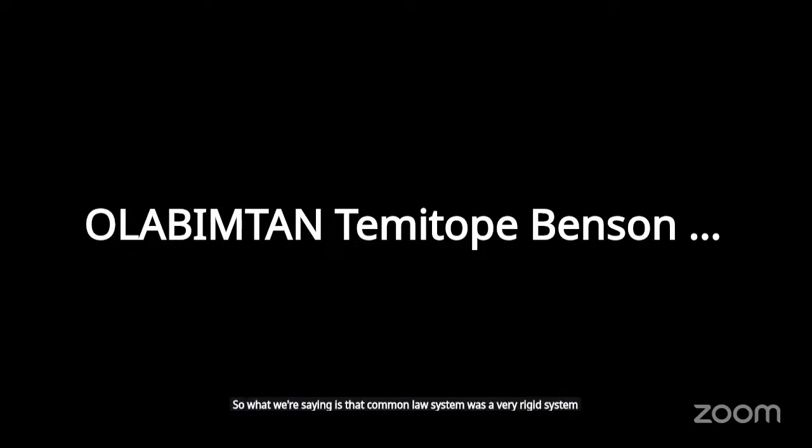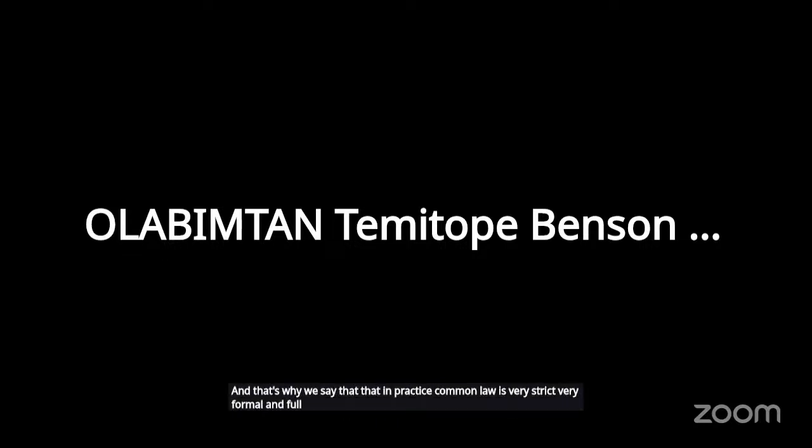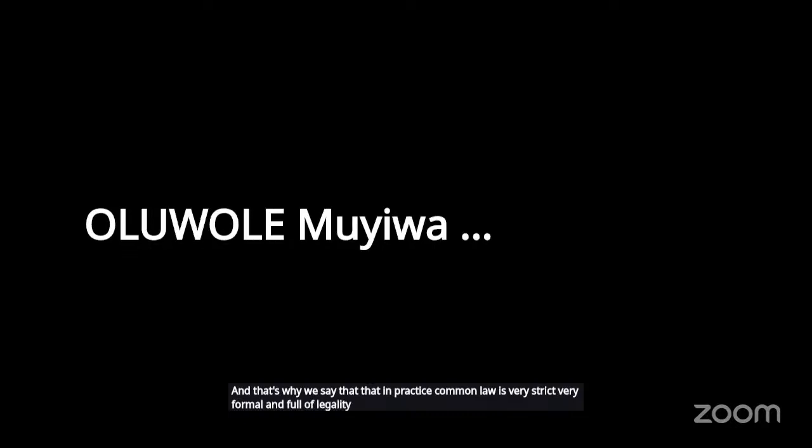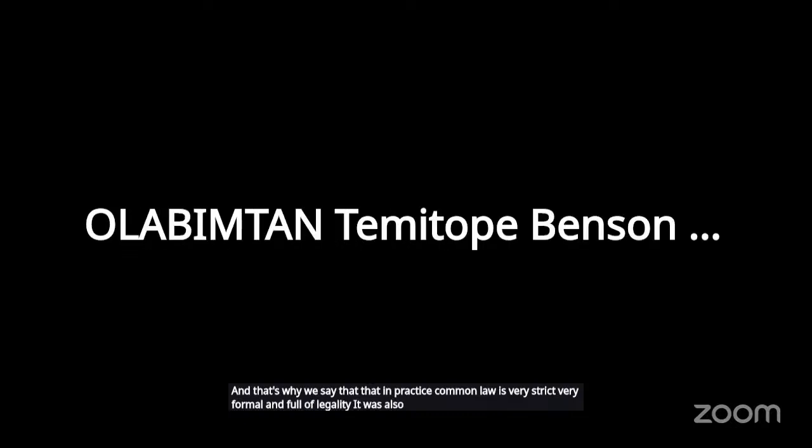So what we're saying in essence is that the common law system was a very rigid system that only allows for its rule. There is no room for flexibility there. And that's why we say that in practice, common law is very strict, very formal, and full of legalism. It was also rigid and defective in a number of ways.